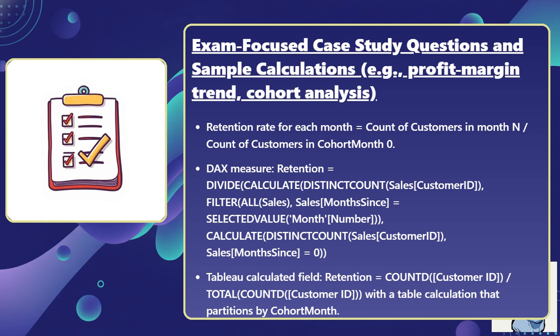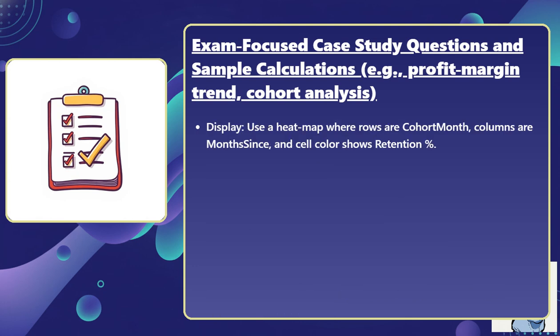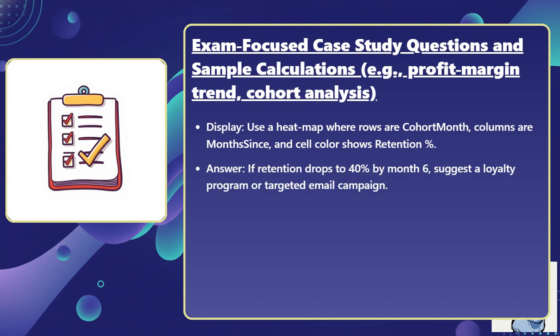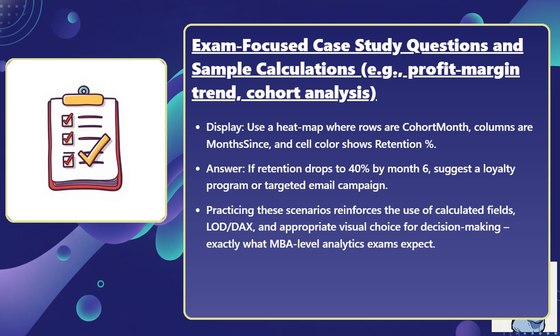Tableau: calculated field: retention equals count distinct customer ID divided by total count distinct customer ID, with a table calculation that partitions by cohort month. Display: use a heat map where rows are cohort month, columns are months since, and cell color shows retention percent. Answer: if retention drops to 40% by month 6, suggest a loyalty program or targeted email campaign. Practicing these scenarios reinforces the use of calculated fields, LOD/DAX, and appropriate visuals.